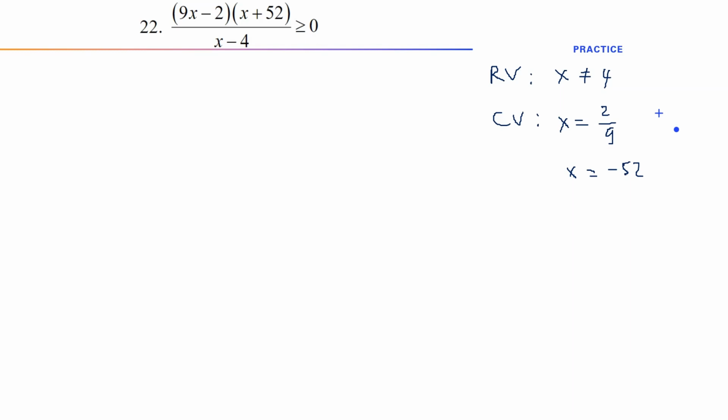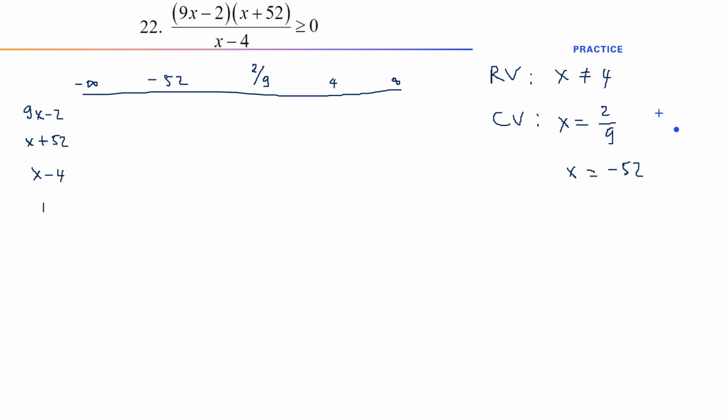Okay, now we can set up the line. Positive infinity, negative infinity. So we have negative 52, then we have 2 over 9 because it's less than 1, then 4. Then 9x minus 2, the first factor. The second one is x plus 52. And the third one is x minus 4, then the result. And we have that set up.